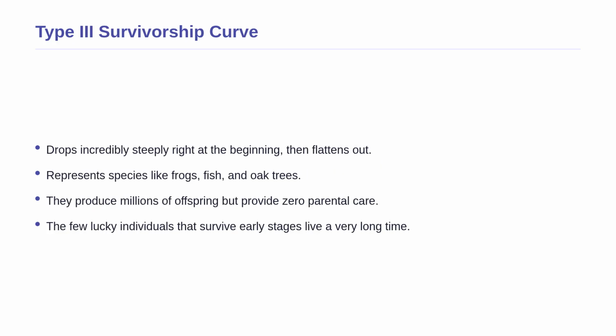Finally, we have the Type 3 curve. This curve drops incredibly steeply right at the beginning and then flattens out for the few survivors. This represents species like frogs, fish, and oak trees. Their strategy is to produce thousands or millions of offspring, but provide absolutely zero parental care. The vast majority are eaten or die immediately. However, the few lucky individuals that survive this brutal early stage grow large and often live for a very long time.